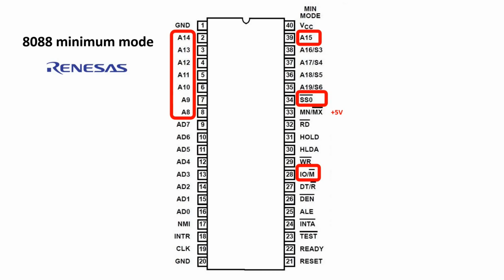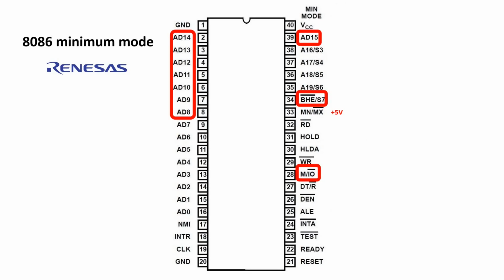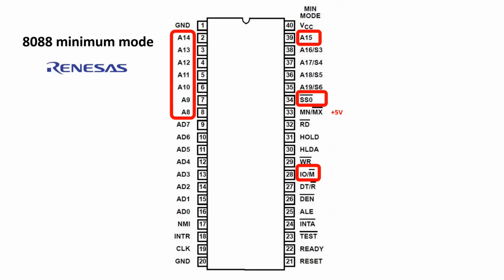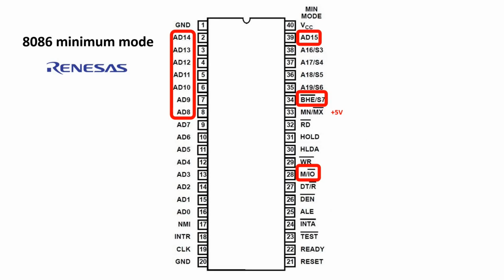If we compare the 8088 in minimum mode to the 8086, and I'll do that by page swapping, the pins in red are the ones that have slightly different names or functions. For the 8088, the bottom 8 pins of the address bus are shared with the data bus and are known as AD pins, but the upper 8 bits of the address bus have dedicated pins. If we look at the 8086, the AD bus is now 16 pins because the data bus is the low 8 bits and the high 8 bits.